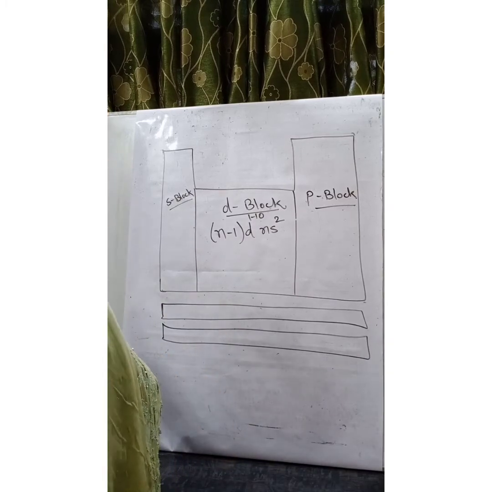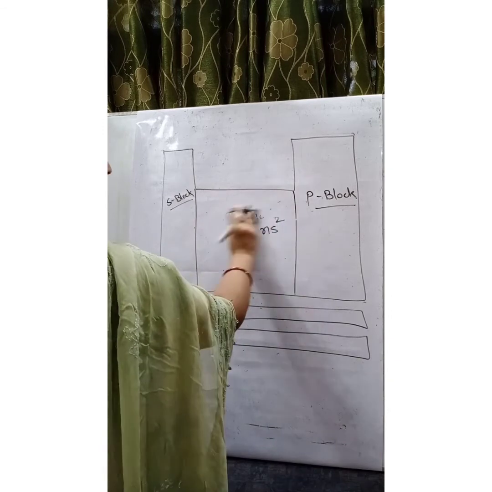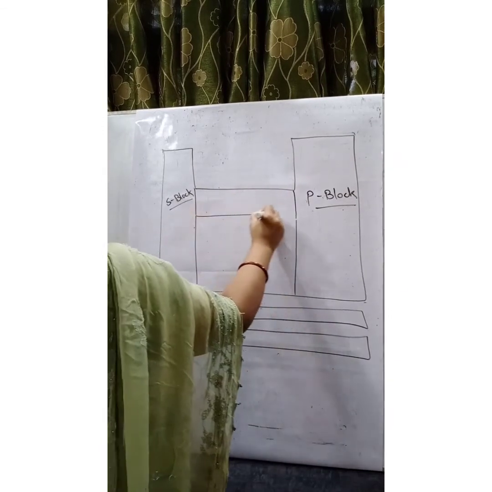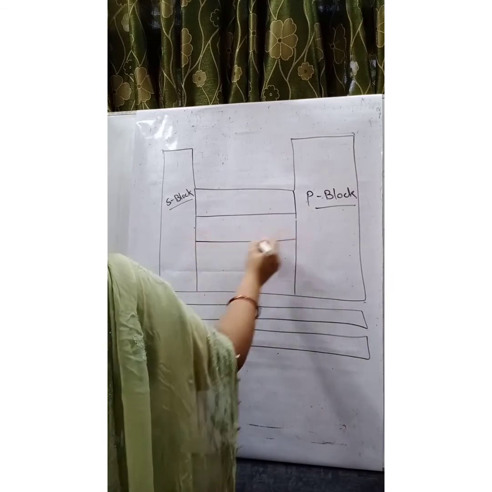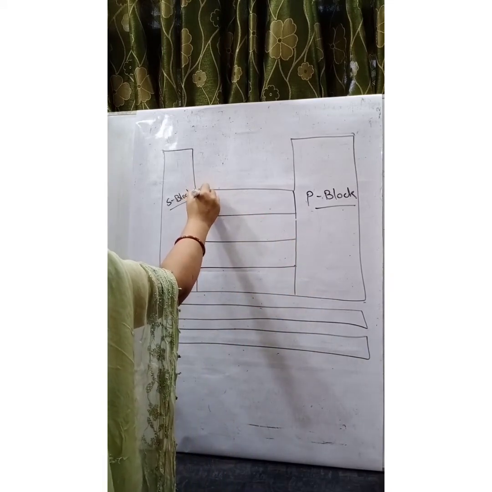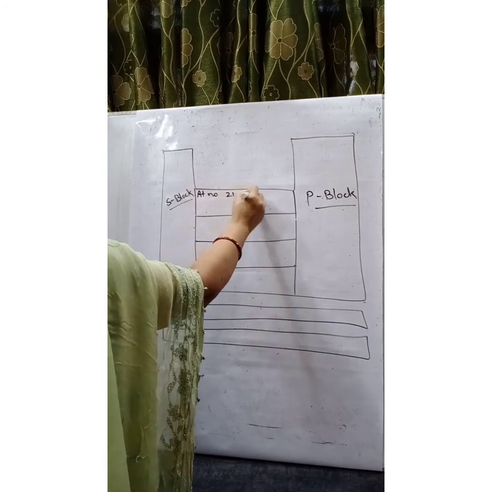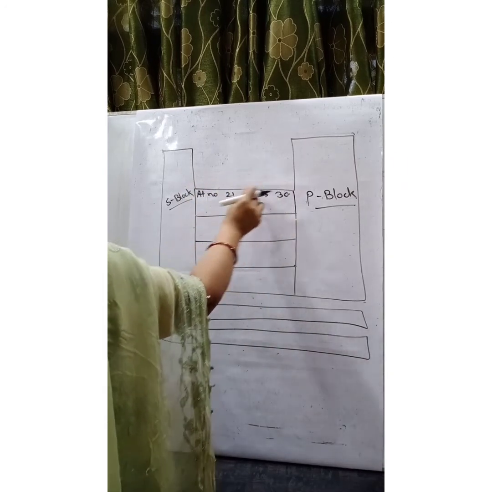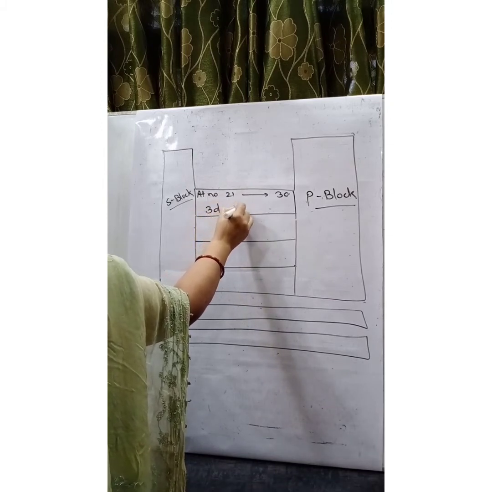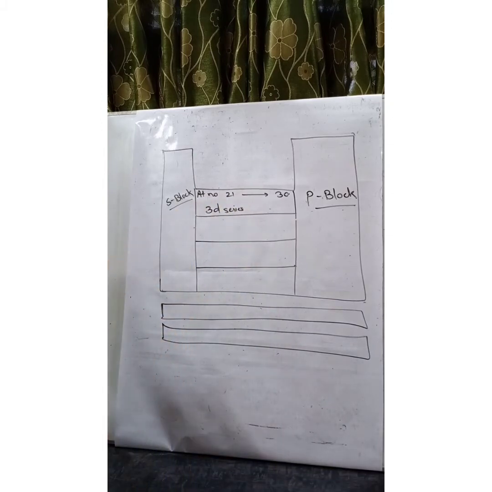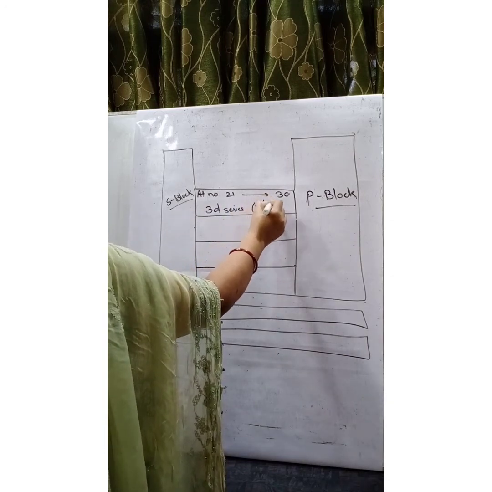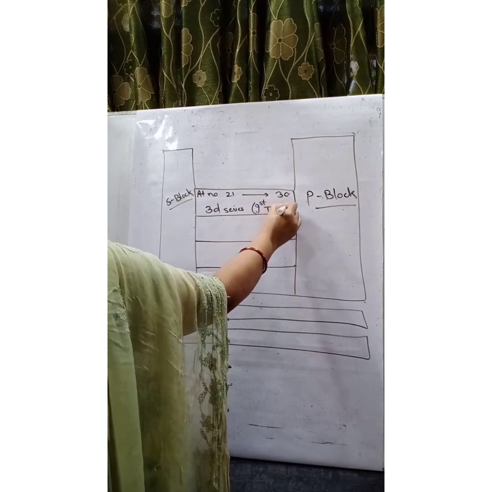Now let us classify these D block elements. These D block elements are classified into 4 series. Atomic number 21 to 30 are called the 3D series as the last electron enters into the 3D orbital. It is also known as the first transition series.